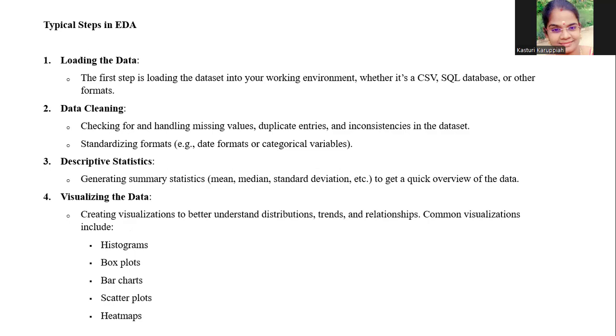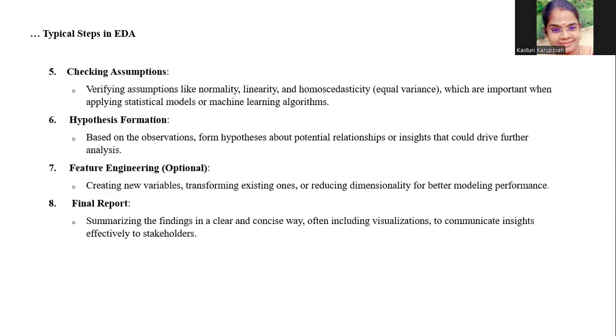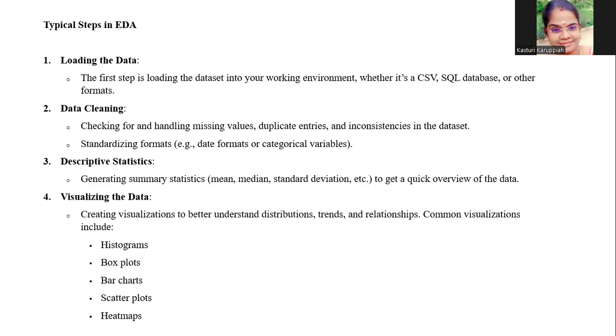And at last, we are going to see the typical steps in EDA and we will conclude with that. What are the typical steps in EDA? Loading the data. We will load the data set. It might be a CSV file, comma separated value file, or SQL database file, or any other file format. We can load the data.